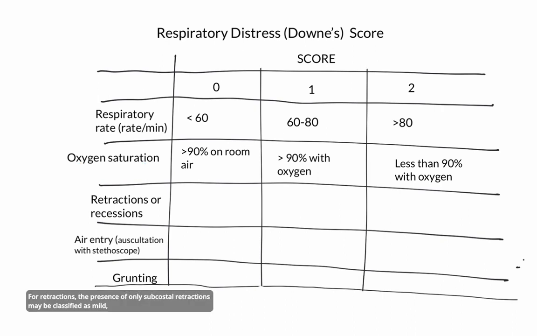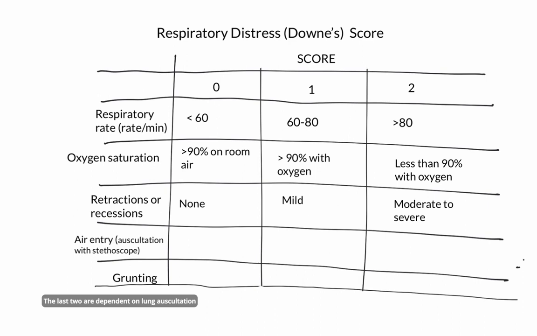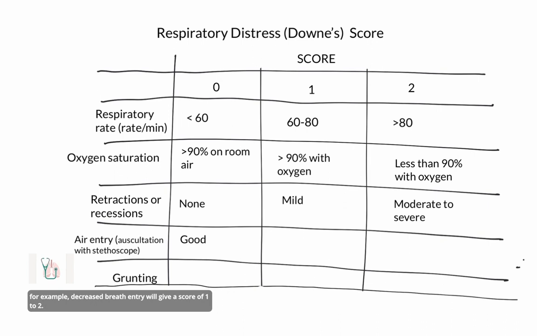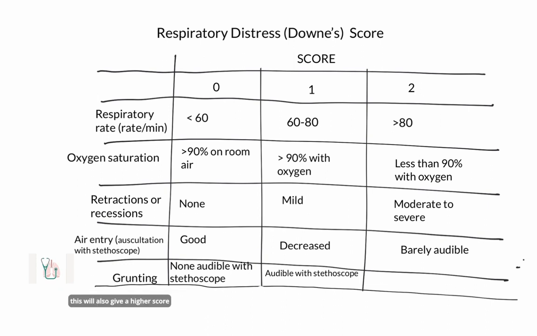For retraction, the presence of only subcostal retraction may be classified as mild. However, once you start seeing intercostal, sternal, or supraclavicular retraction, that will be classified as moderate to severe. The last two are dependent on lung auscultation. For example, decreased breath entry will give a score of 1 to 2. We reviewed grunting earlier in this video. Once the baby starts grunting while in respiratory distress, this will also give a higher score.